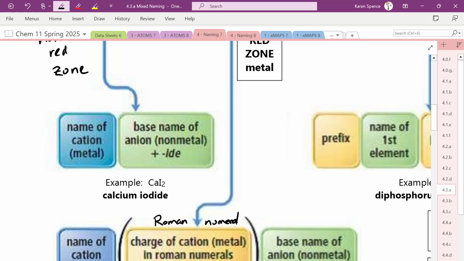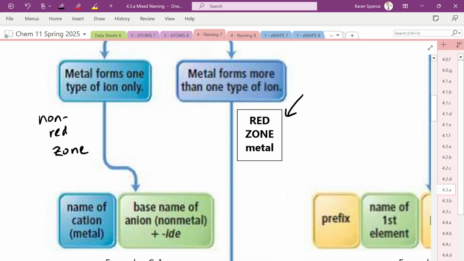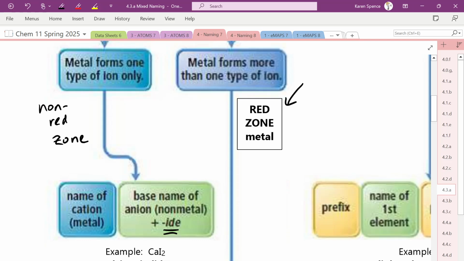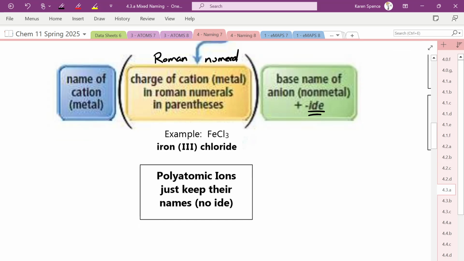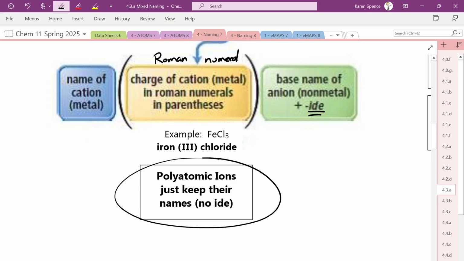I don't know what's going on in there, but okay, so we have a Roman numeral, and if it's not in the red zone, then we do not use a Roman numeral. We change the ending to "-ide" if it's on the periodic table, or with a polyatomic ion, we just keep their name, there's no "-ide." Okay, so that's what you did today.